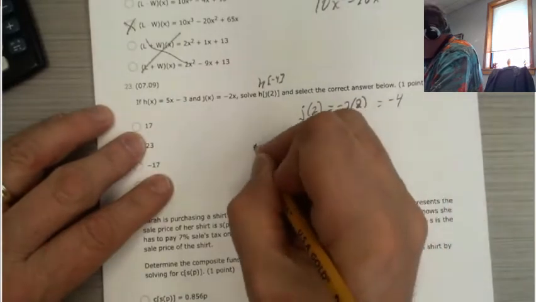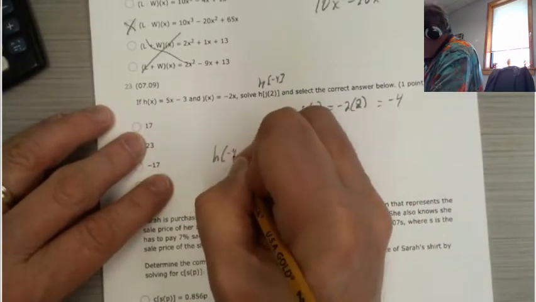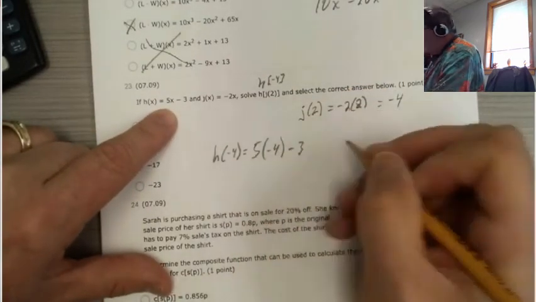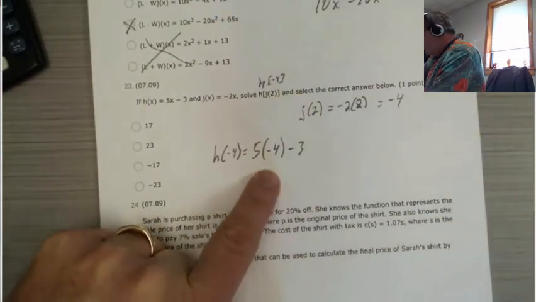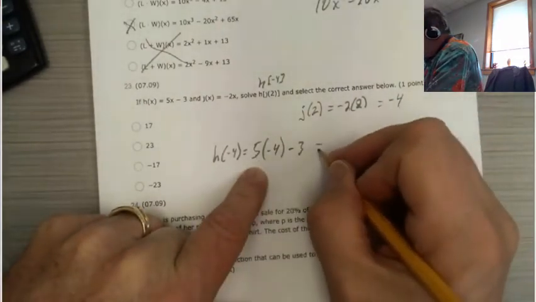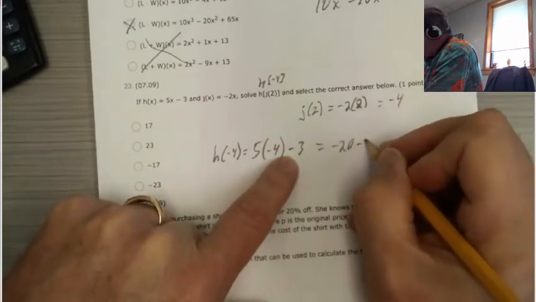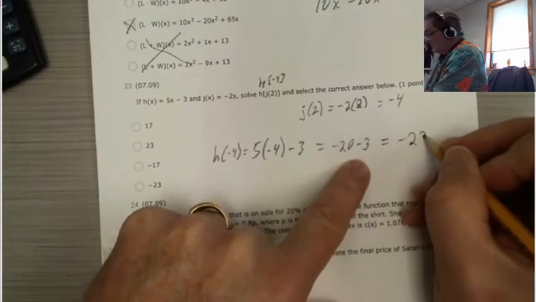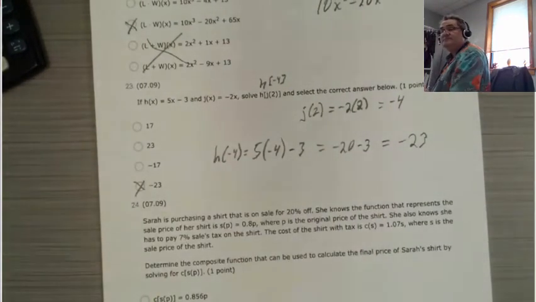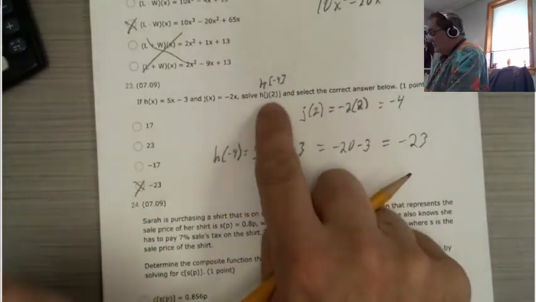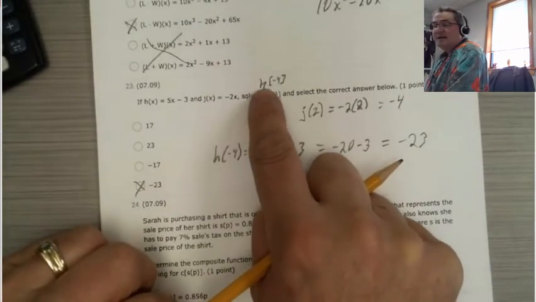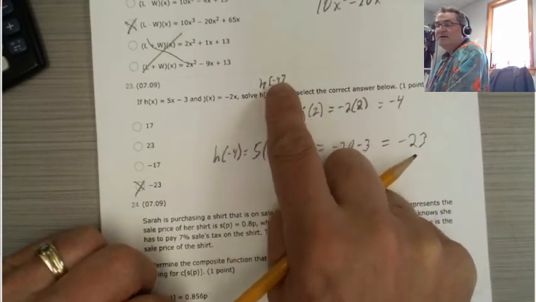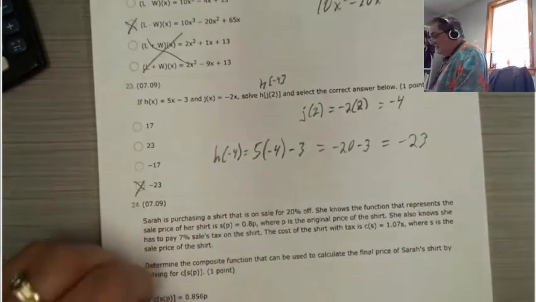H of negative 4 equals 5 times, instead of x, we put negative 4, minus 3. 5 times negative 4 is negative 20, minus 3. So negative 20 minus 3 is negative 23. Since we have j of 2 inside the bracket, it's just like h of whatever that equals, and that equaled negative 4. So you've got to figure out what they're asking, h of negative 4. So we put negative 4 in the h equation and get the answer.